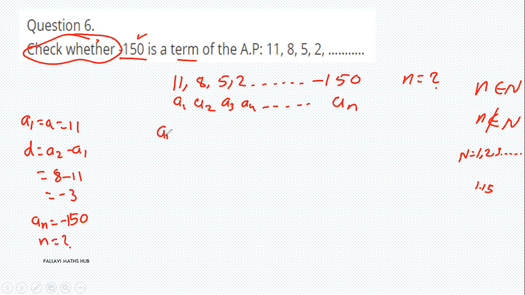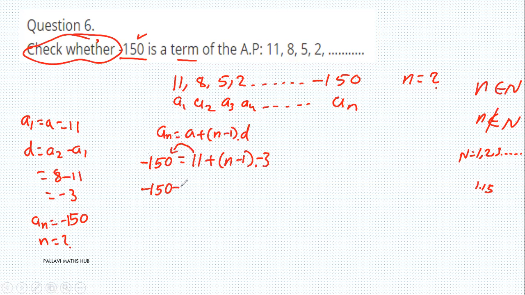We know the formula AN equals A plus N minus 1 into D. The value of AN is minus 150, which equals A, 11, plus N minus 1 into D, whose value is minus 3. Taking this 11 to the left-hand side, it becomes minus 150 minus 11, which is minus 161, equals N minus 1 into minus 3.